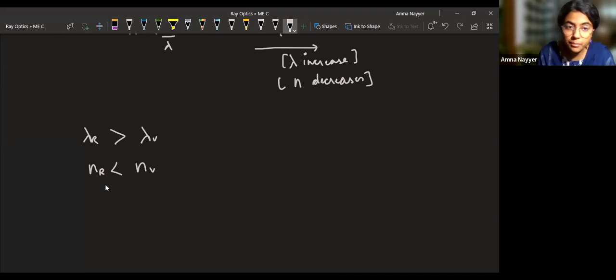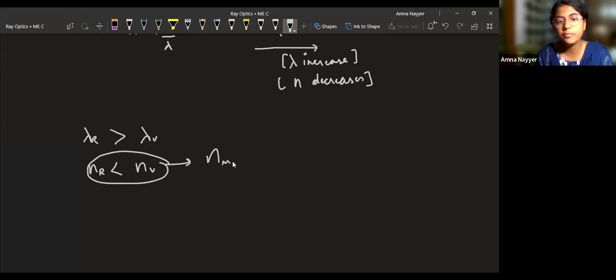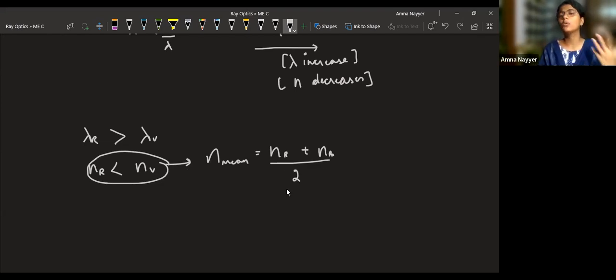Now see, if you take the mean value of these refractive indices, it means if you combine these two values, the refractive index of the red color plus the refractive index of the blue color, and then divided by two. That is how you take out the average of any quantity. Whatever the average you get, remember this will be the refractive index of yellow color.